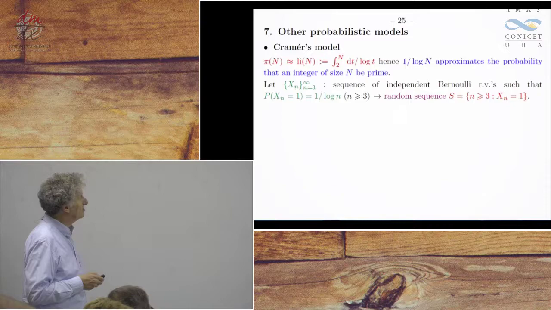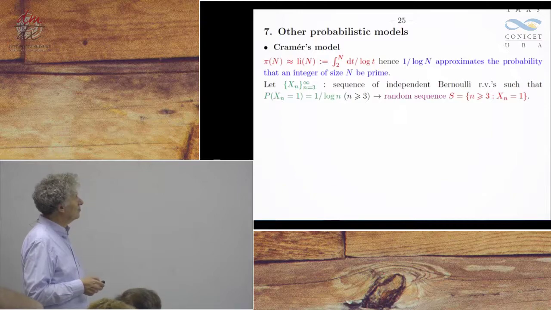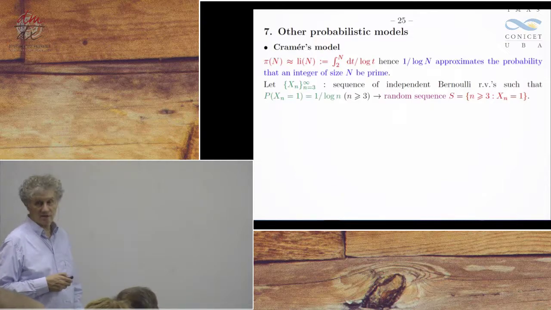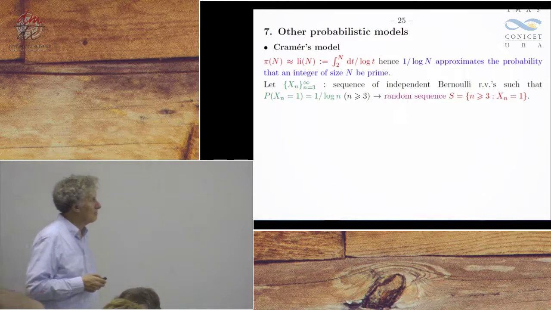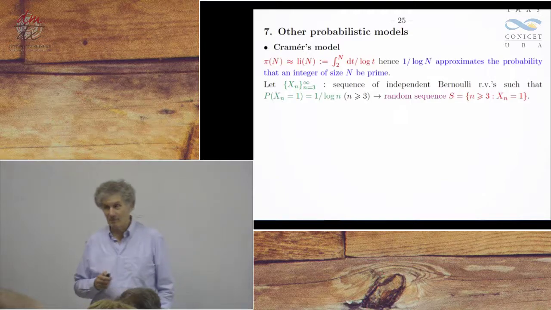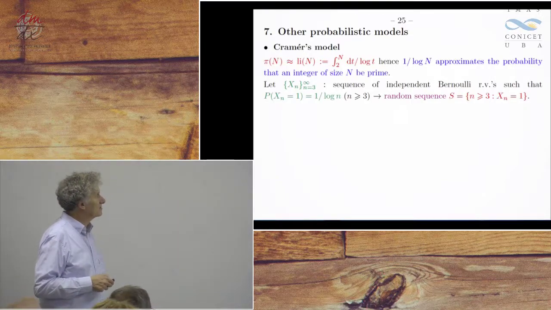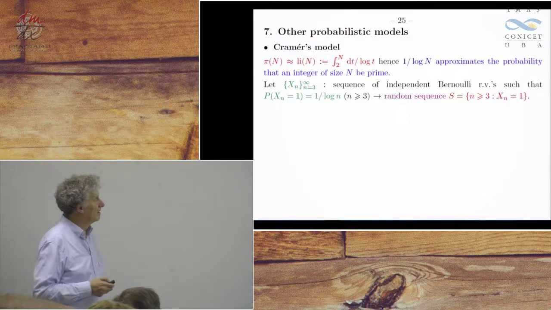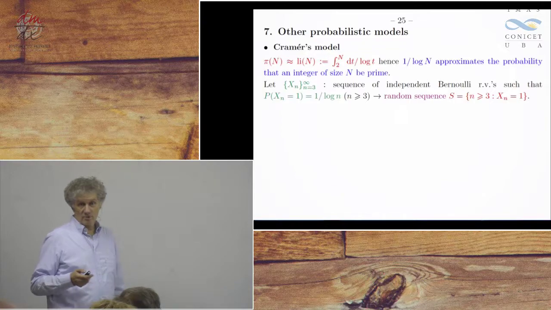So, Cramer's model. What is Cramer's model? You know that the number of primes is about the logarithmic integral of n. So 1 over log n will approximate the probability that an integer of size capital N is a prime. The wonderful idea of Cramer is to say, let's consider a sequence of independent Bernoulli random variables with this probability: X_n is equal to 1 with probability 1 over log n. And with this, we construct a random sequence.